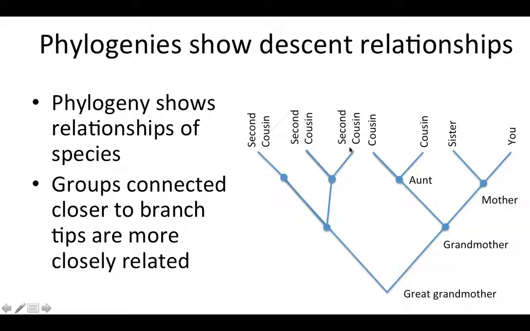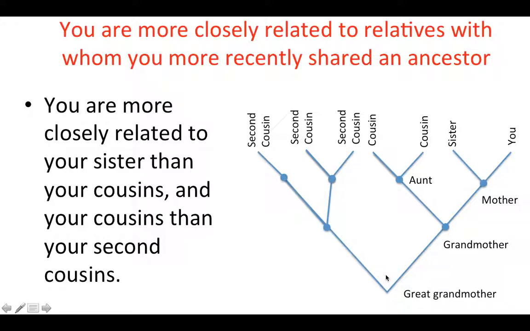So you can see on this diagram that you're more closely related to your cousins than your second cousins by the fact that you only have to go back 2 steps to get to a common ancestor with your cousins, but you need to go back 3 steps to get to a common ancestor with your second cousins. So our general rule is that you will always be more closely related to relatives with whom you more recently shared a common ancestor. And we just said this, you are more closely related to your sister than your cousins, and to your cousins than your second cousins.